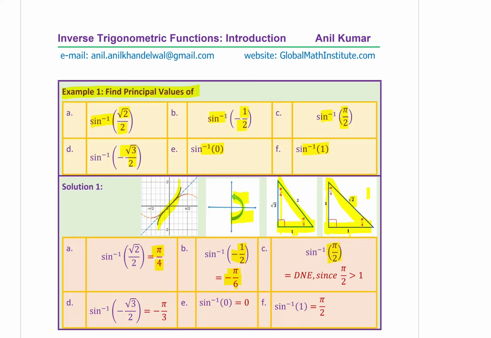Similarly, now moving on to pi by 2. Well, pi by 2 is what? Pi can be considered as 3.14 approximately, divided by 2. This value is greater than 1.